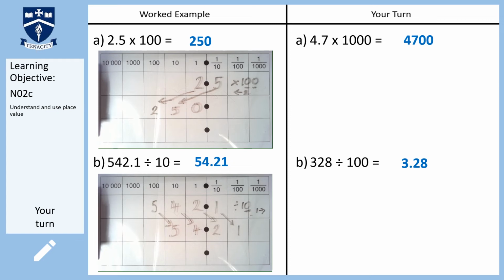4.7 times 1,000. If I focus on the 4, times 1,000 will give me 4,000. And the 7 moved from the tenths into the hundreds, giving us 4,700. 328 divided by 100. If I focus on the digit 3, it will move from the hundreds 2 places to the right into the units. So I get 3.28.